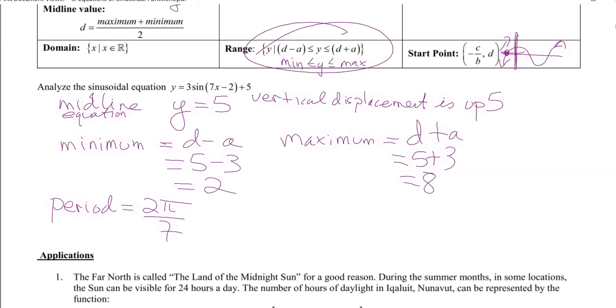Two pi over b, or 2 pi over 7. That's an exact value. If we need it as a decimal, we can just go into our calculator, punch in 2 pi divided by 7 and get the decimal.